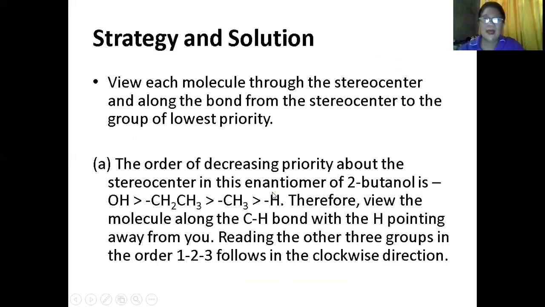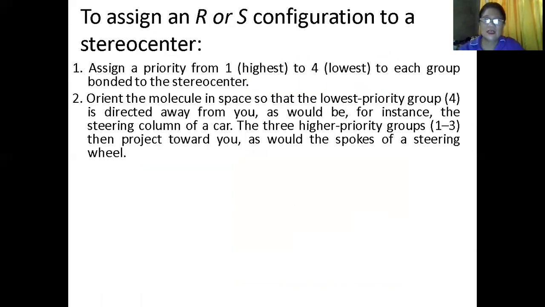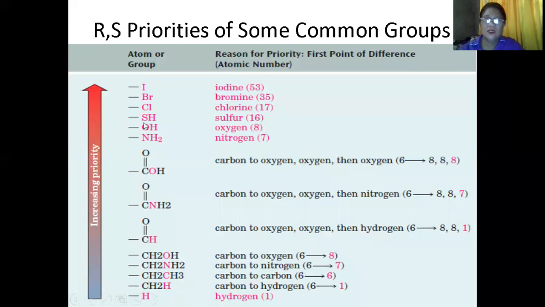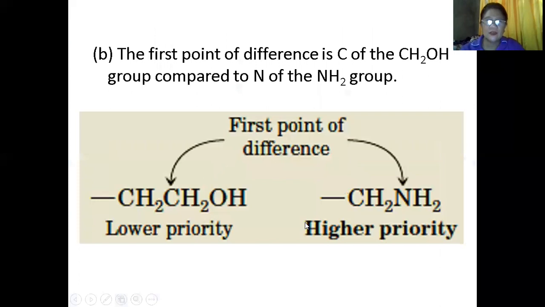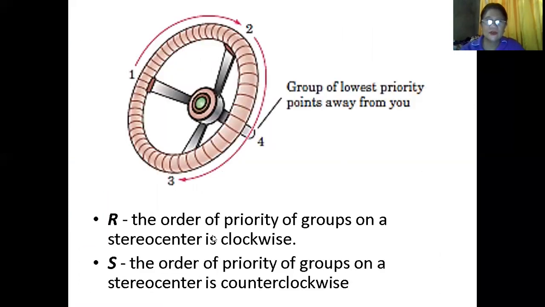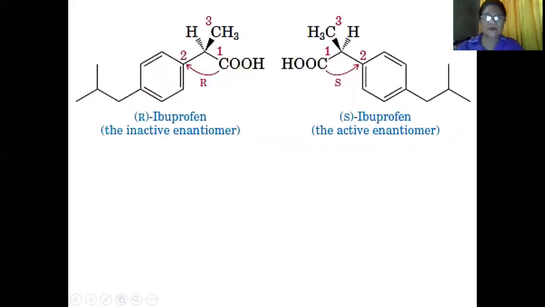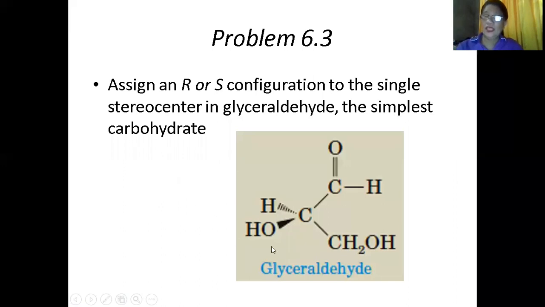So here, go back to here. That is OH, 1. Then 2 is the COH. Then CH3. Take a look. There. Let us have it here. This is the OH, 1. This is 2. And this is 3. So 1, 2, 3. It is counterclockwise. Therefore, this is S-glyceraldehyde. Okay, that is what is meant by R and S configuration.